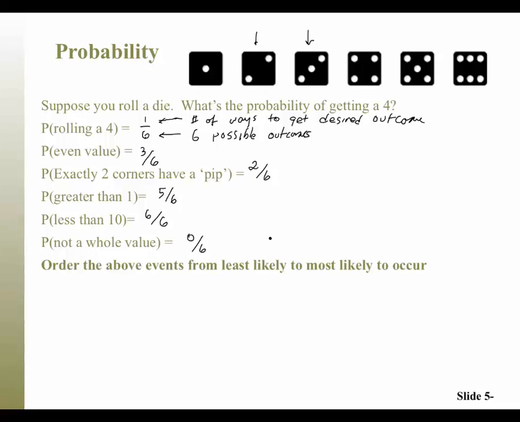Okay. So now if we order these from least likely to most likely to occur, what was the least likely to occur? Not a whole value, 0 out of 6. In fact, it's impossible, right? So 0 out of 6 is a probability of 0. That means impossible. Can you get any worse than that?